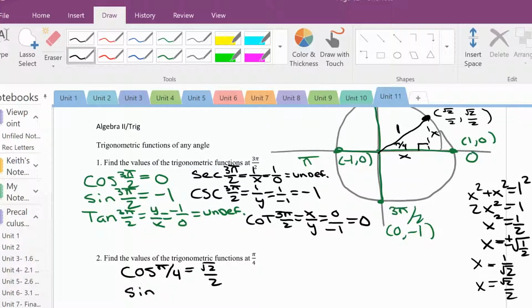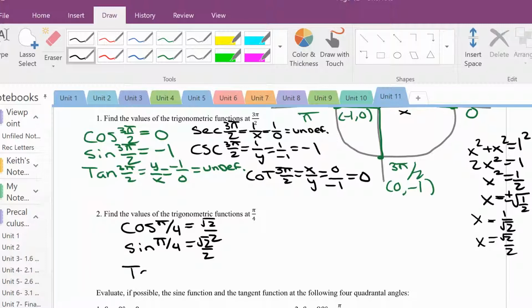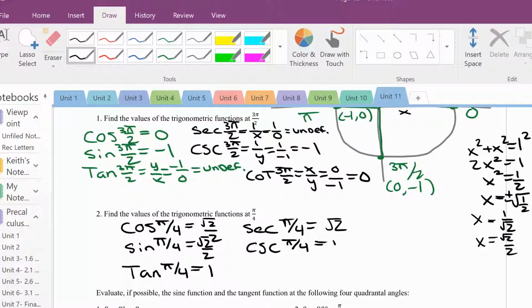The sine of pi over 4 is rad 2 over 2. The tangent, if y and x are the same, the tangent is 1. The secant, if you take the reciprocal of that, 1 over that, you get rad 2. The cosecant, the reciprocal, is also rad 2. And the cotangent, or the reciprocal of the tangent, is 1.